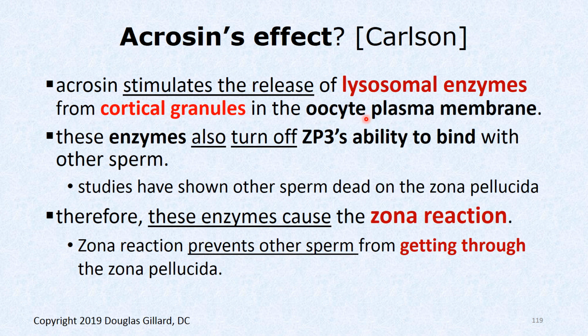But these cortical granules, they release some enzymes that turn off ZP3's ability to bind with other sperm. So before getting through, this kind of closes the door so only one sperm can get through. Okay, so these enzymes cause the zona reaction, and the zona reaction makes sure you only have one sperm to penetrate the oocyte.